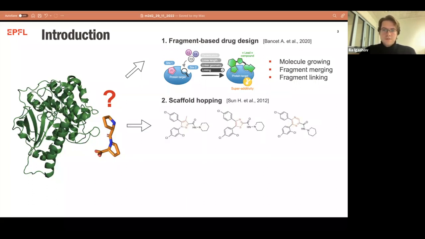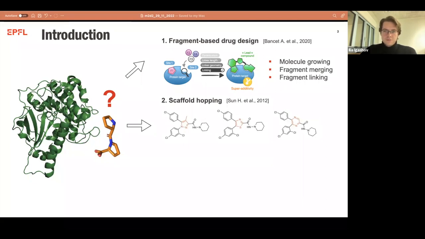Besides, we can also consider some known molecule that interacts with our protein of interest and try to modify some parts of this molecule in order to improve, for example, binding affinity or selectivity or even some pharmacokinetic properties of this molecule.